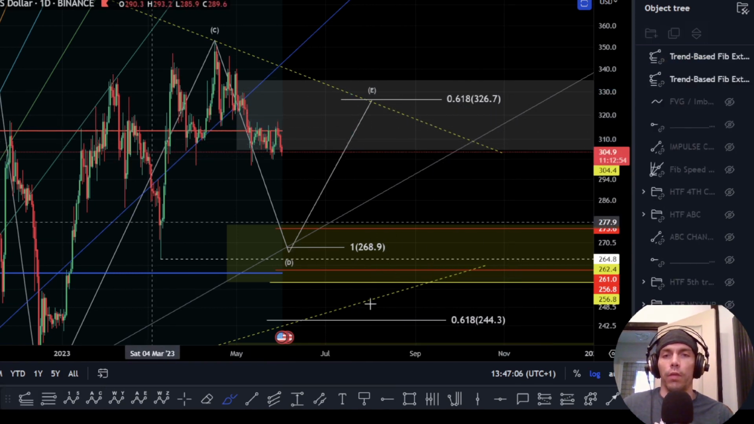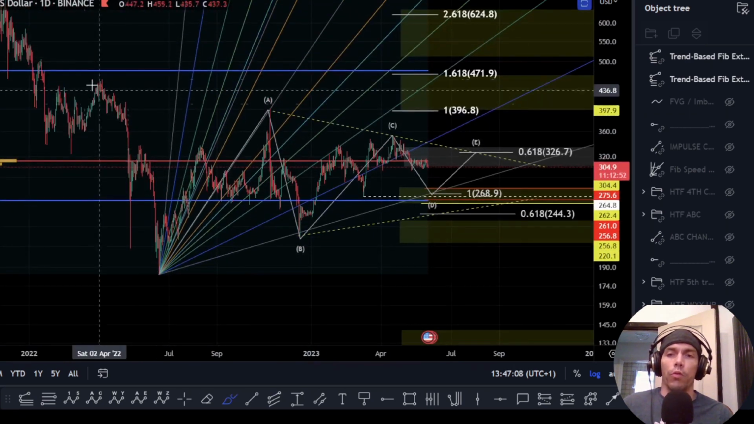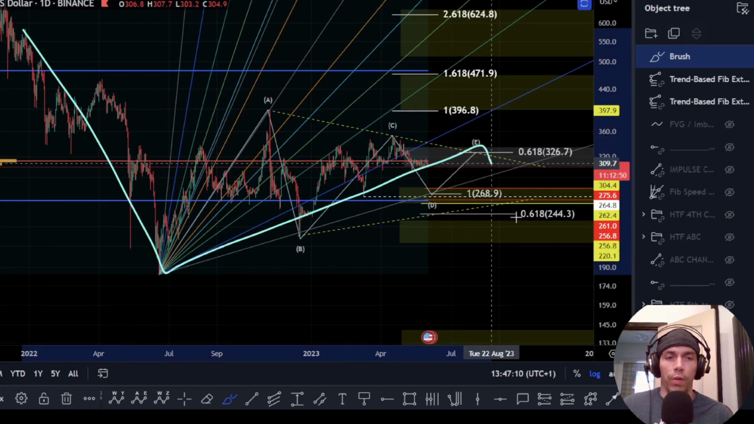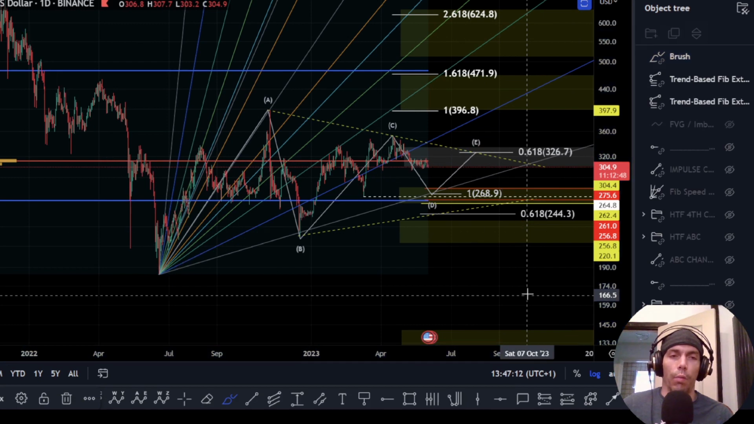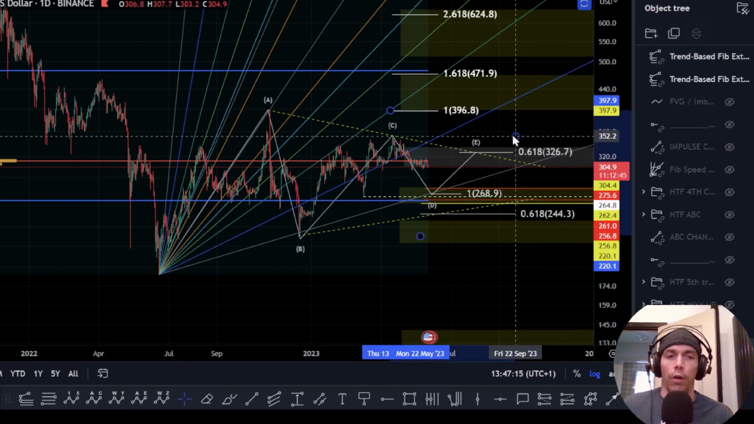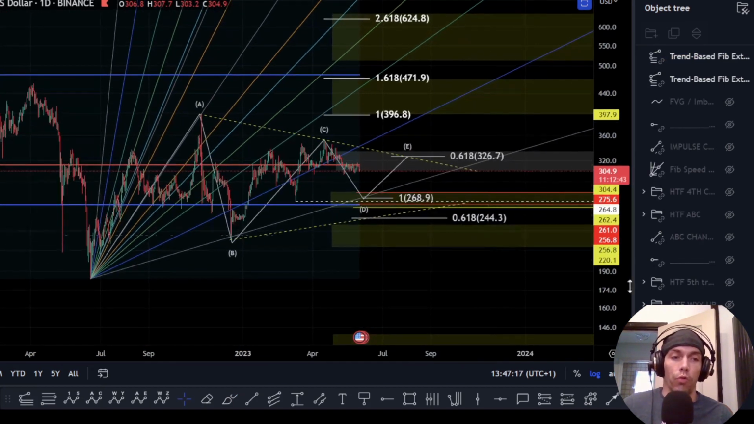Now this would be looking at this as a connector triangle here, which would mean that we'd have this as A, this is B, and then we'd be looking to break down in that C wave that we talked about in the macro video. So if you haven't watched that, make sure that you go check that out.